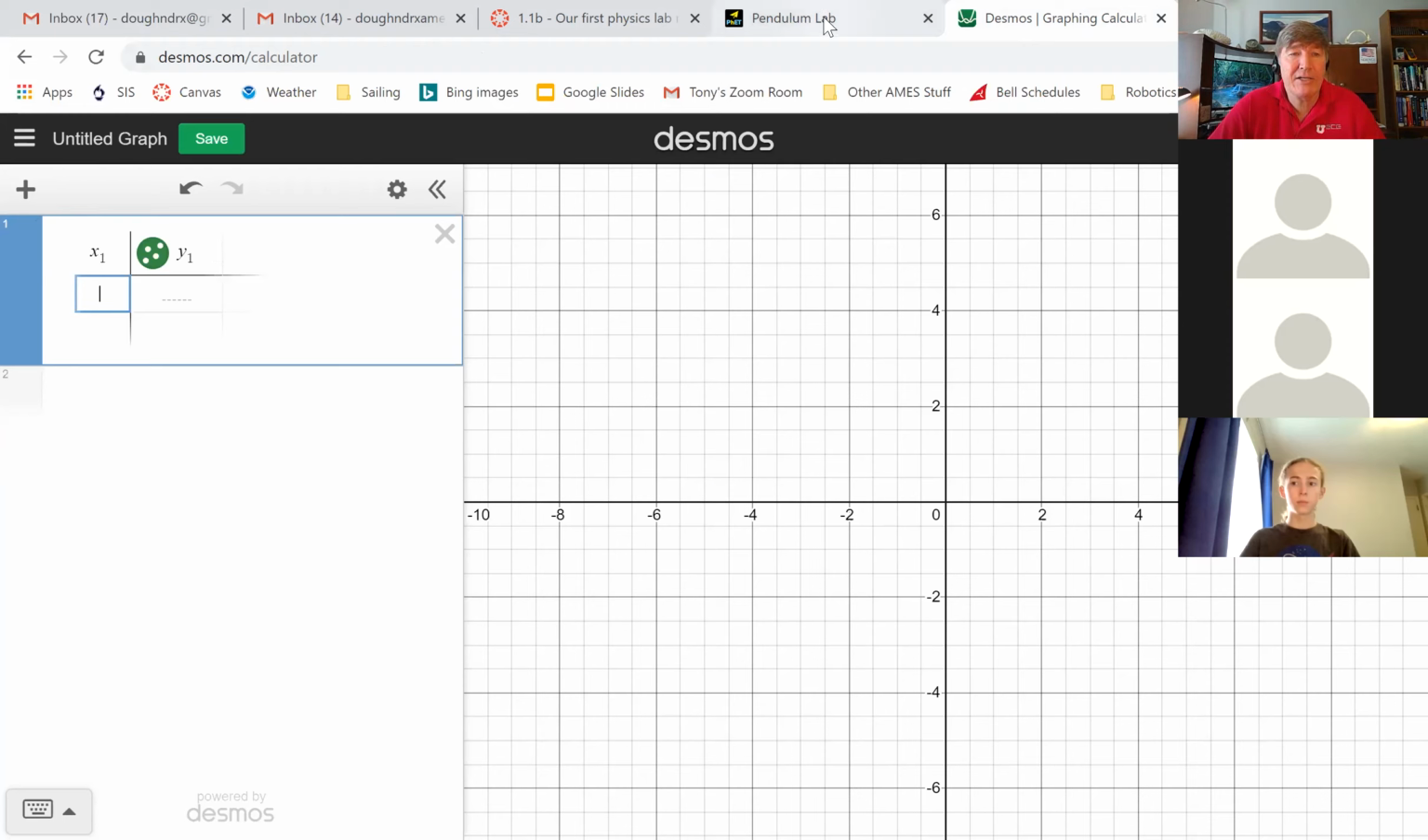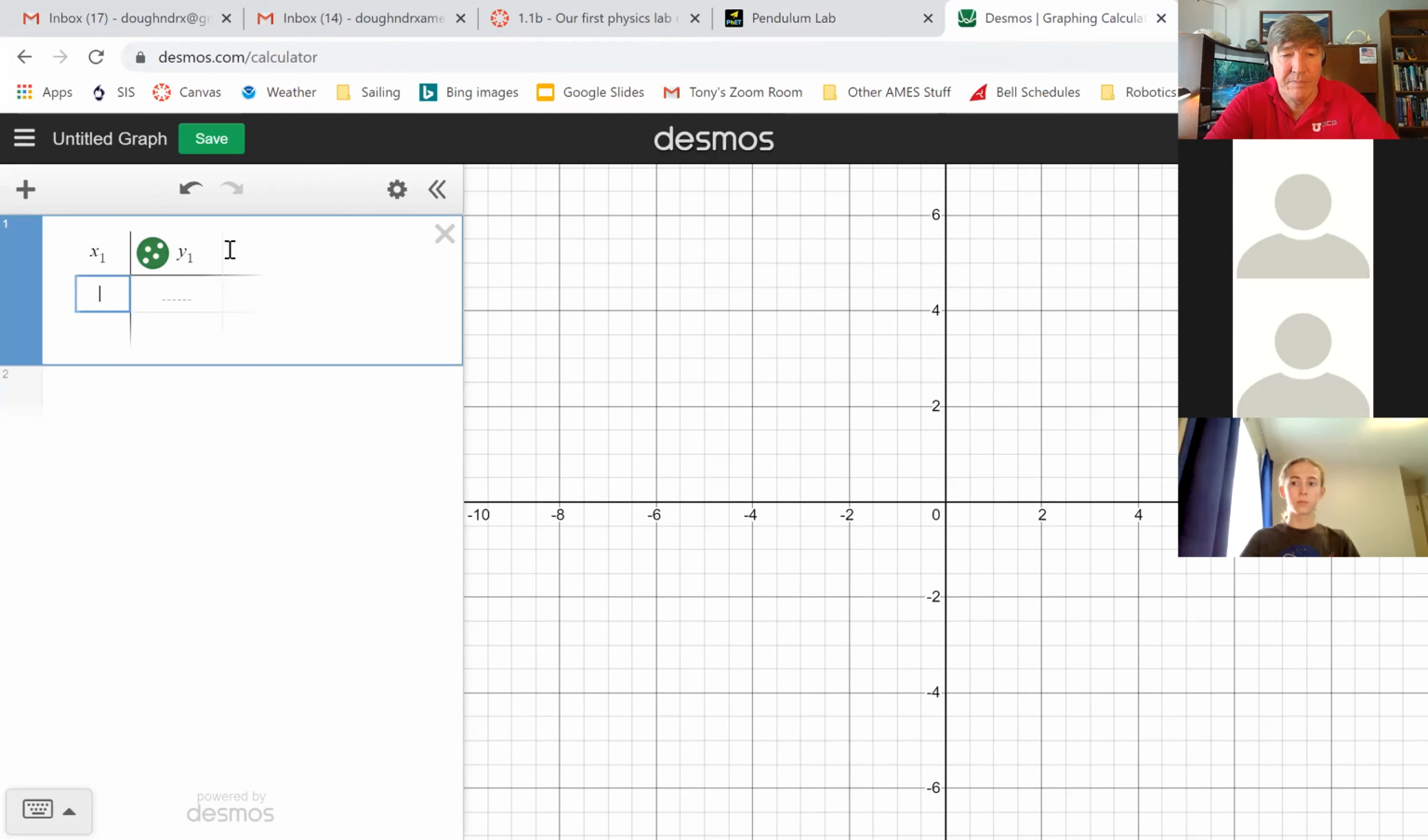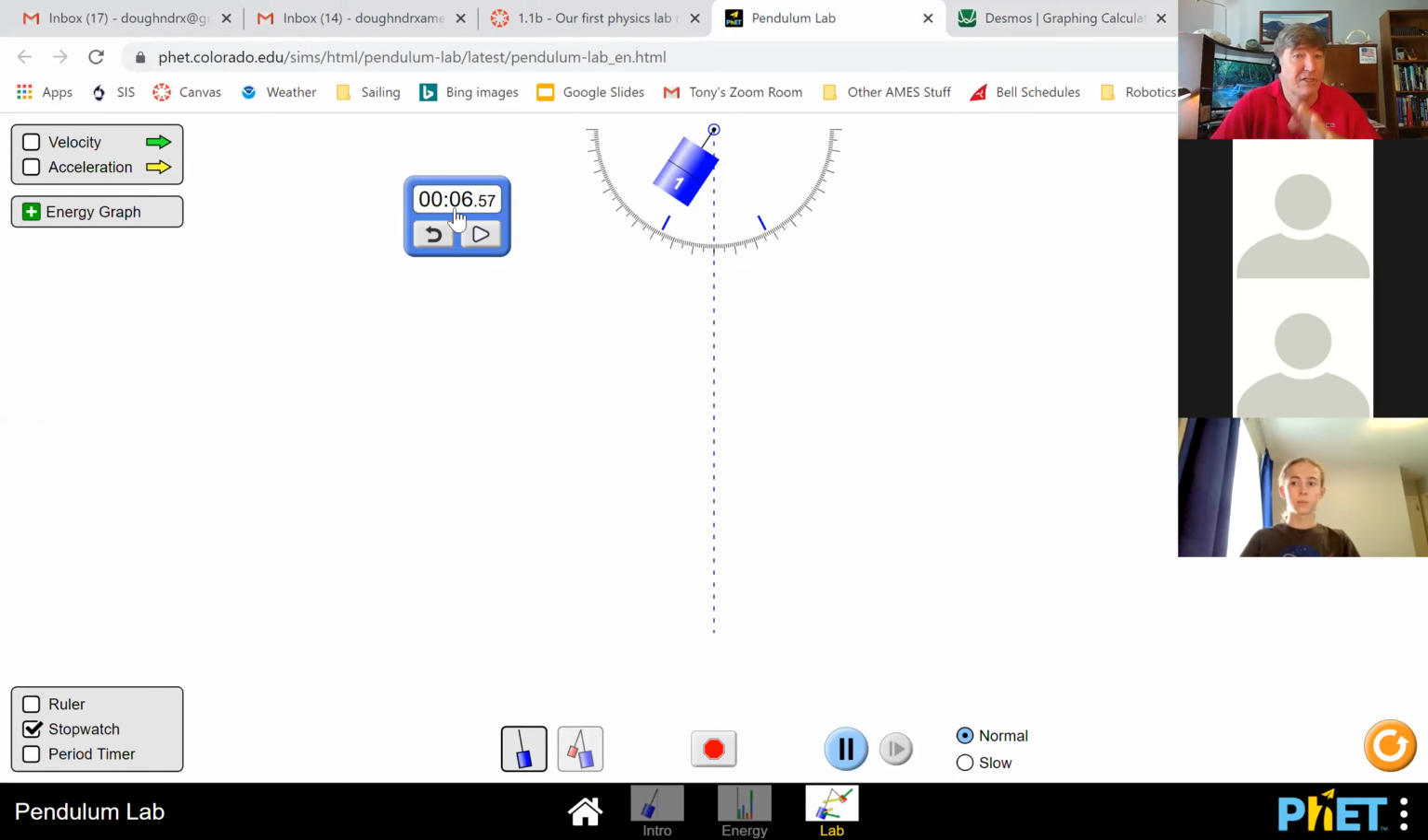What is my X1 value? Somebody type into the chat box: what number should I type in for X1? Remember, X is my independent variable. Okay, very good. So 0.1. My independent variable here is 0.1. And my dependent variable is the period, which is not 6.57. Remember, that's for 10 swings, so I have to divide that by 10. So 0.657.